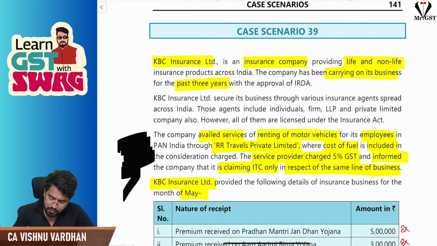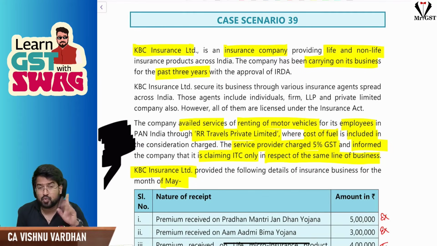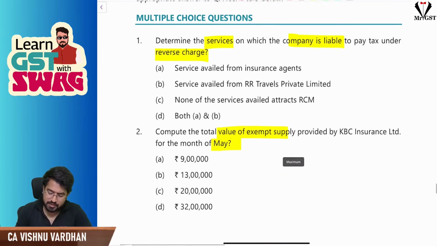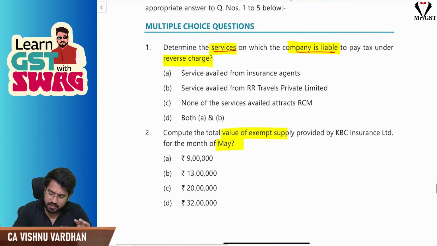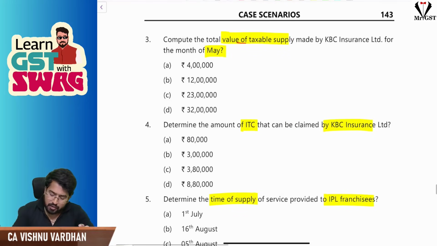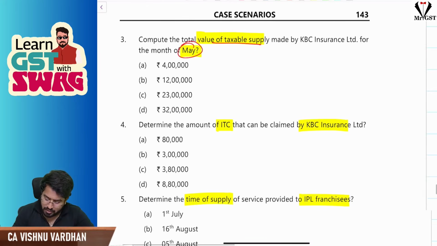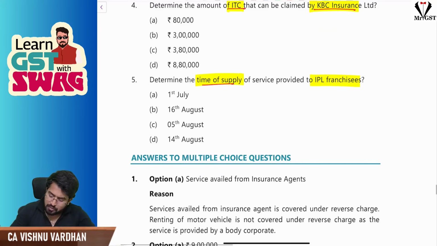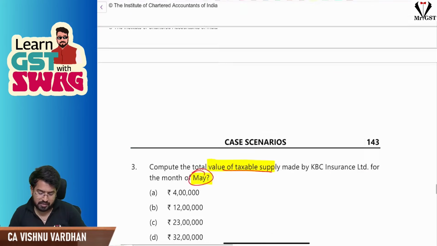So next, in this case scenario, I have seen two good points actually. So let us see this. The questions first. What are the services where the company is liable to pay GST under RCM? Next, what is the value of exempt supply for the month of May? Value of taxable supply for the month of May. ITC available for this KBC Insurance. What is the time of supply for the services provided to IPL franchises?